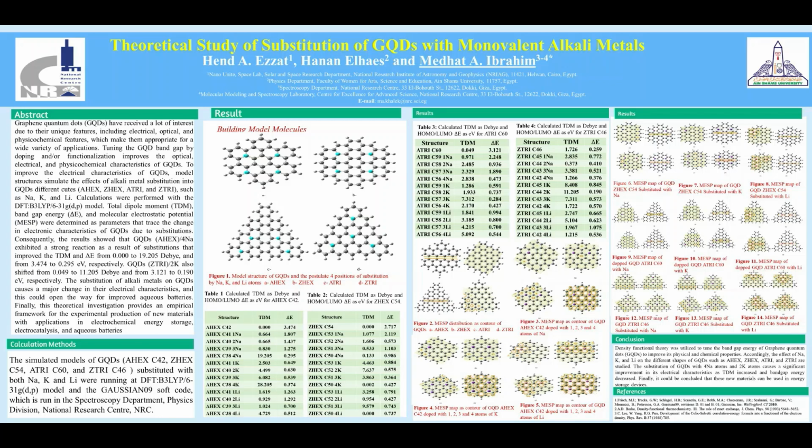Zigzag trigonal graphene quantum dots substituted with two potassium atoms also shifted from 0.049 to 11.205 Debye and from 3.121 to 0.190 electron volts, respectively. The substitution of alkali metals on graphene quantum dots causes a major change in their electrical characteristics, and this could open the way for improved aqueous batteries. Finally, this theoretical investigation provides an empirical framework for the experimental production of new materials with applications in electrochemical energy storage, electrocatalysis, and aqueous batteries. Finally, it could be concluded that these new materials can be used in energy storage devices. Thank you for your time.